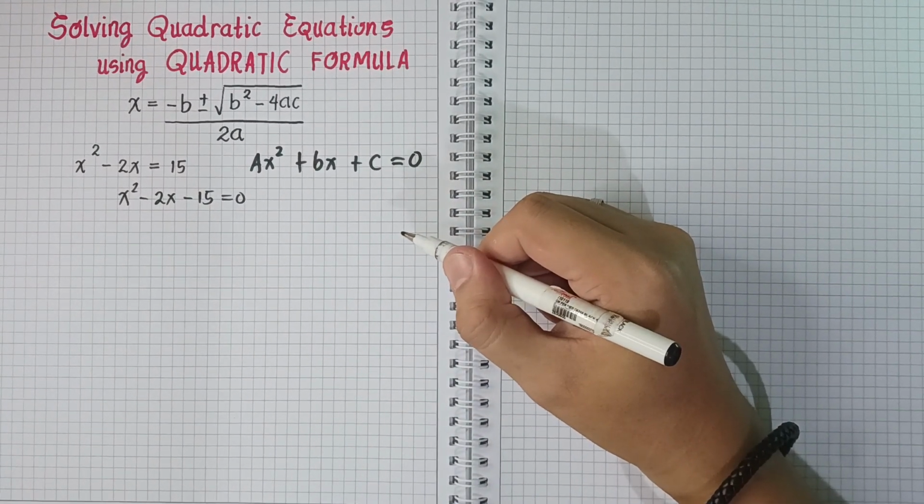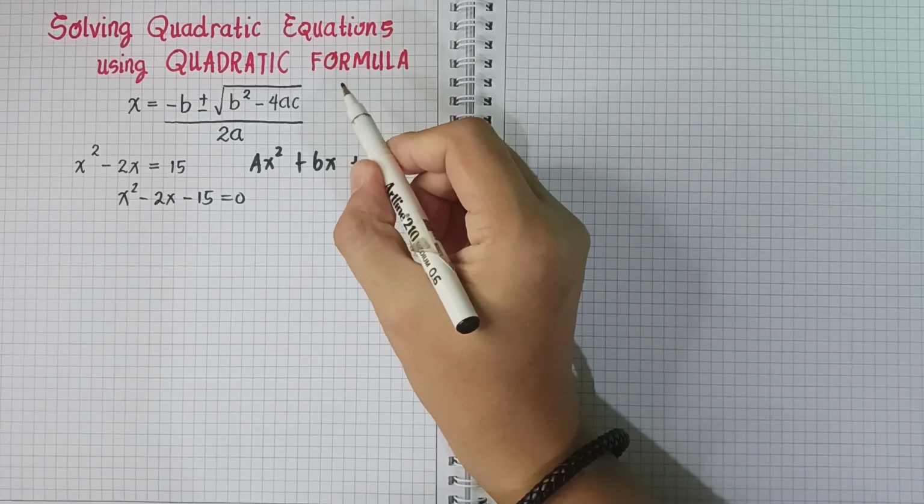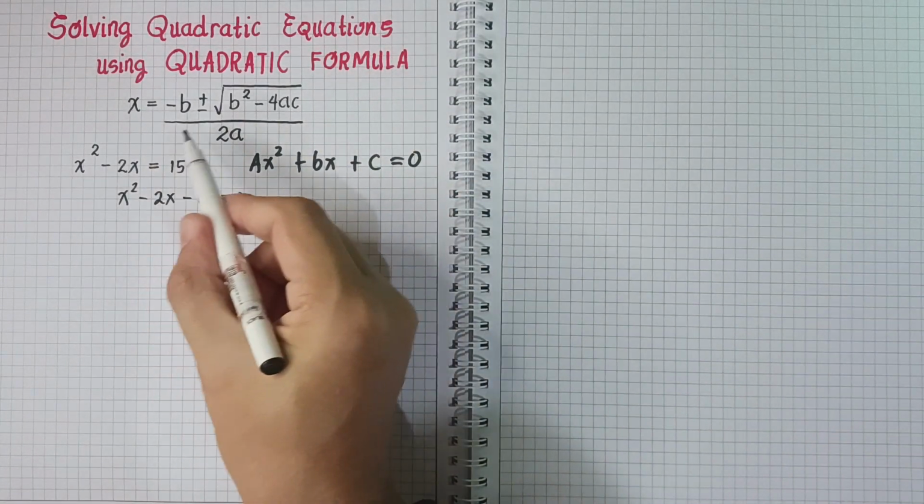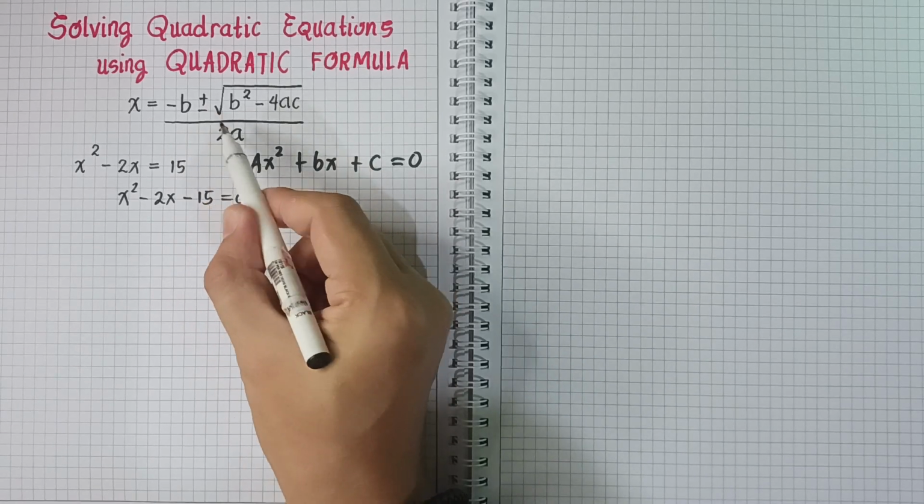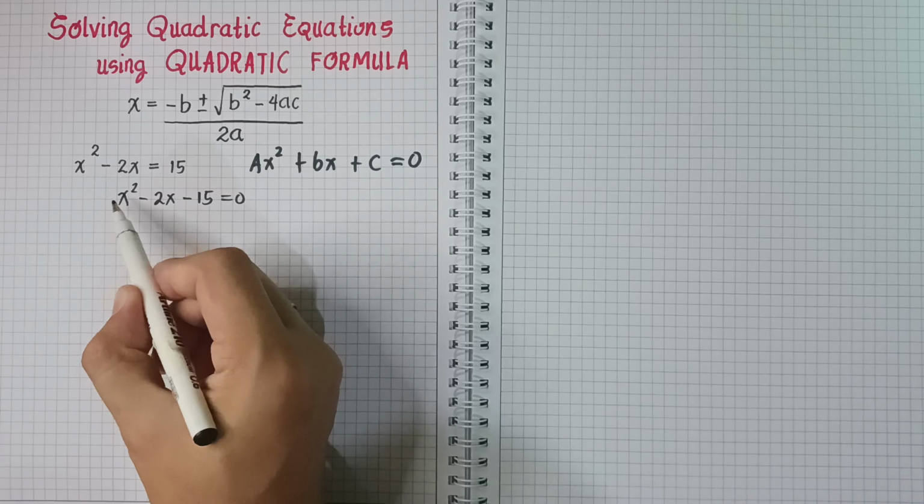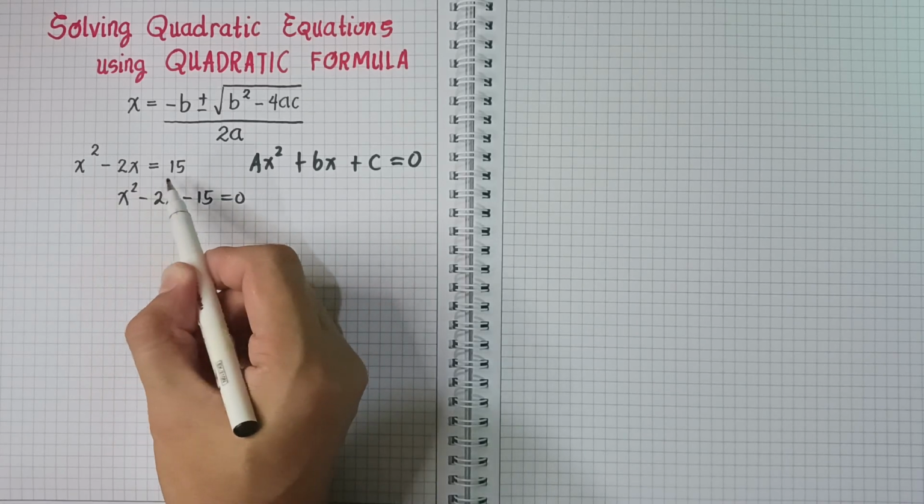For today's video, I will show you how to solve quadratic equations using the quadratic formula. The formula is given by x is equal to negative b, plus or minus the square root of b squared minus 4ac, all over 2a. Okay, so the given is x squared minus 2x is equal to 15.